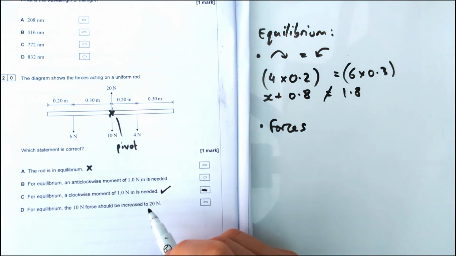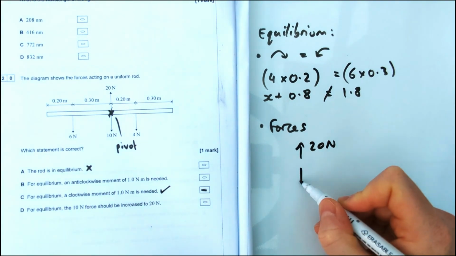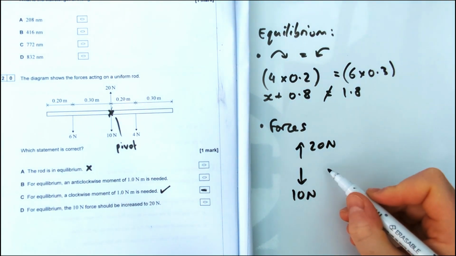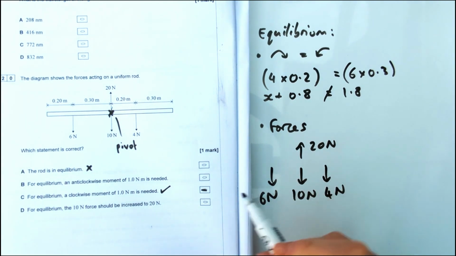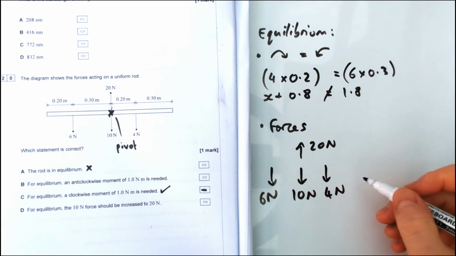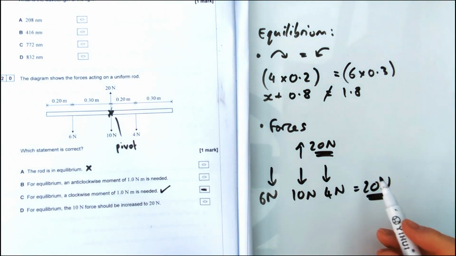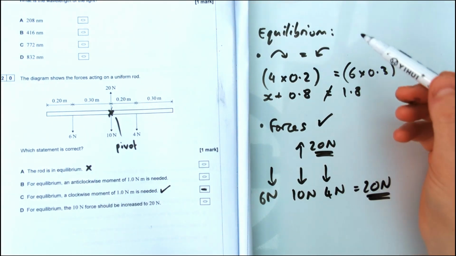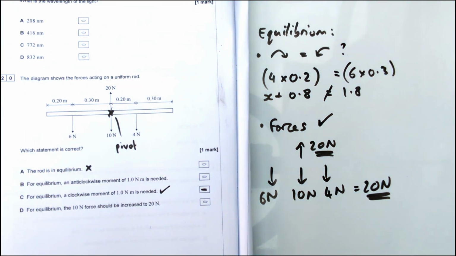Now, why is it not option D? Well, if you consider the forces, we've got 20 newtons upwards, 10 newtons downwards in the same spot. We've also got 4 newtons downwards and we've got 6 newtons downwards over here. Now, regardless of where they are, when we're considering forces in the same plane, i.e. linear, basically in one direction, as long as those are equal, it doesn't really matter where they are. So I've got 20 newtons up, 20 newtons down, so it's in equilibrium from the forces point of view. It was just from the moments point of view we had to work out something a bit different.